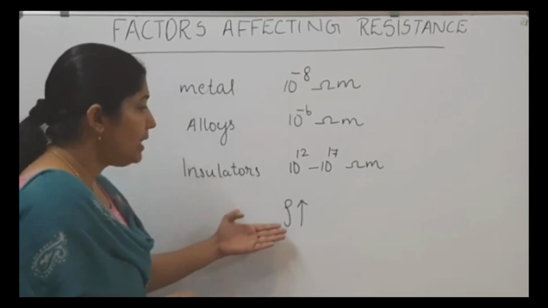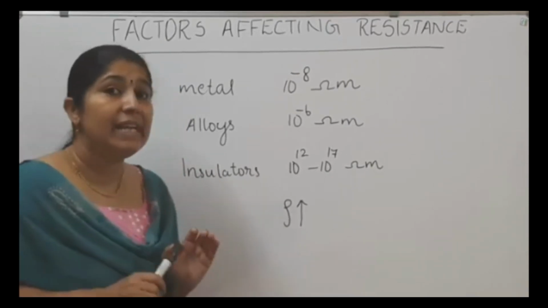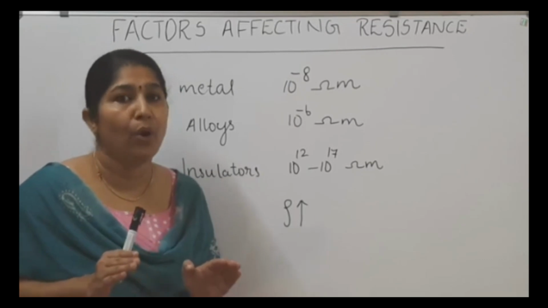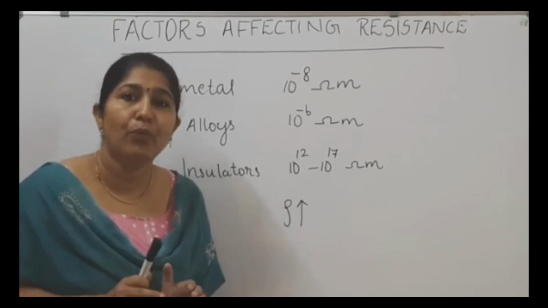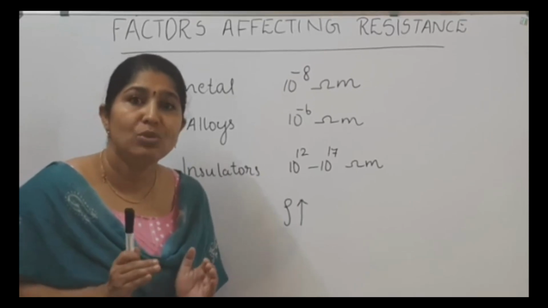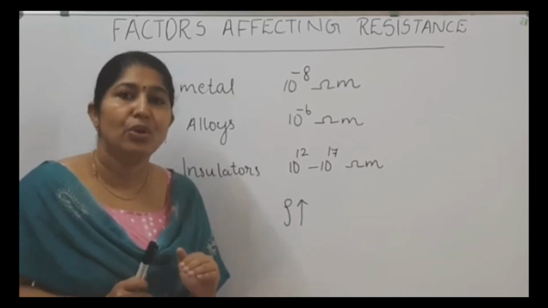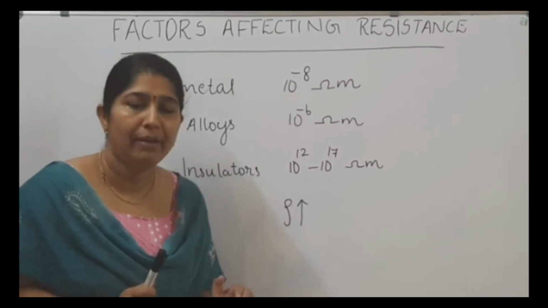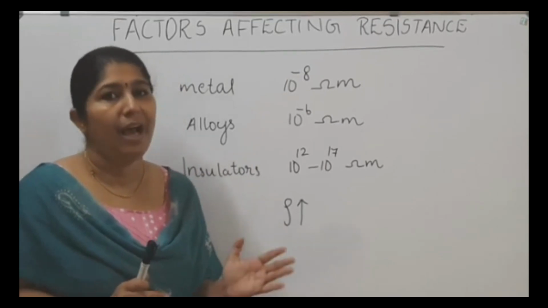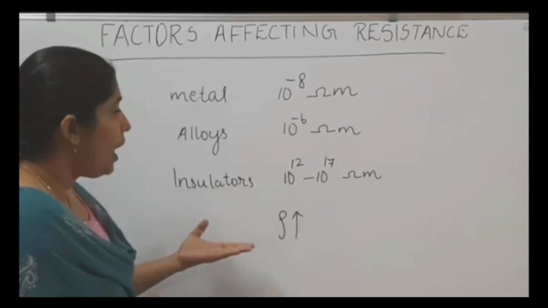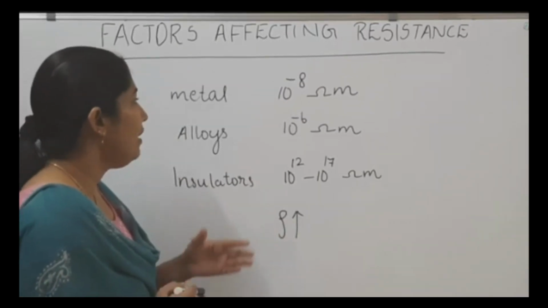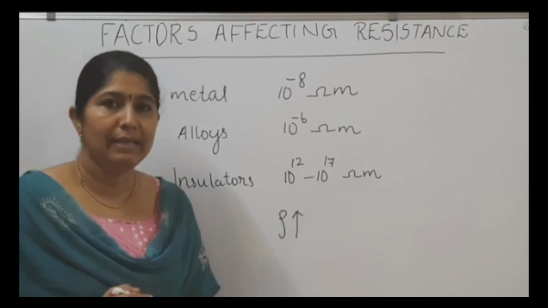Due to this high resistivity, it does not undergo any oxidation. Oxidation is a type of corrosion, that is, destruction of metal. Destruction of metal will not happen in alloys. So alloys are used for making electrical devices.